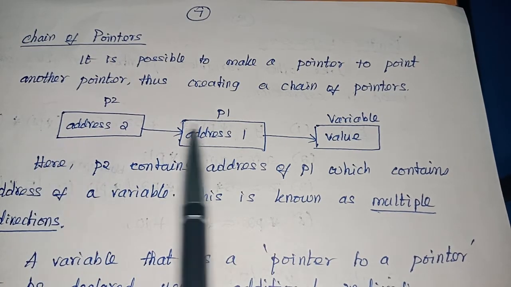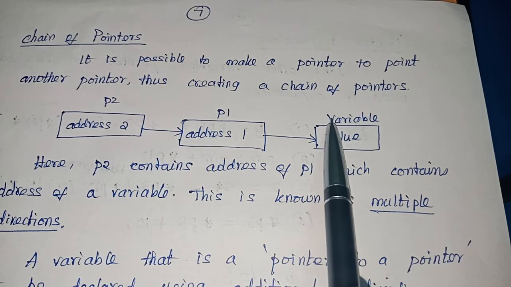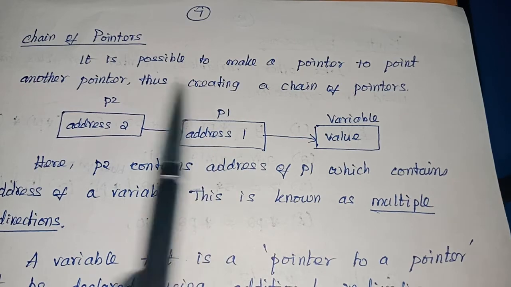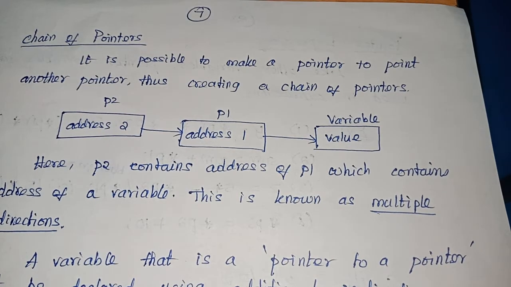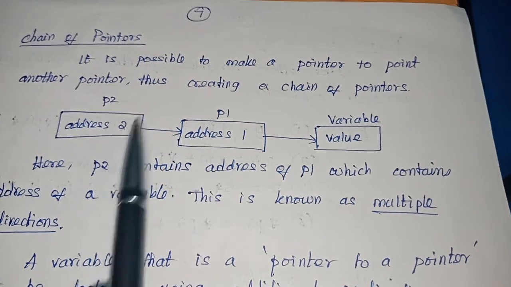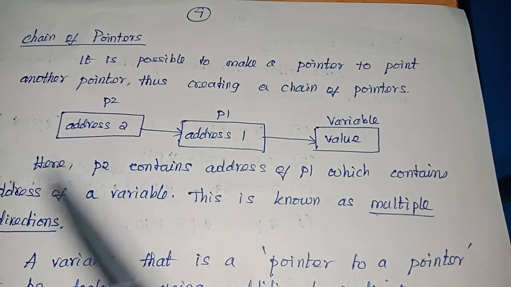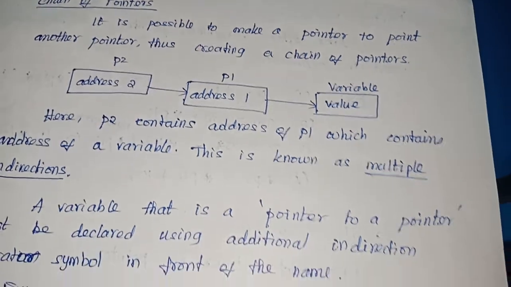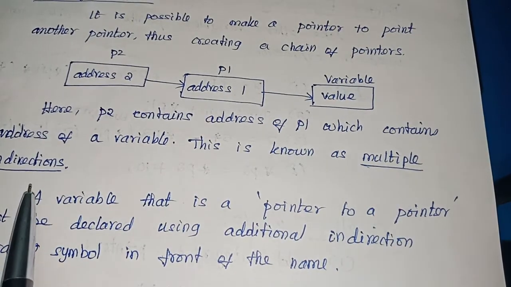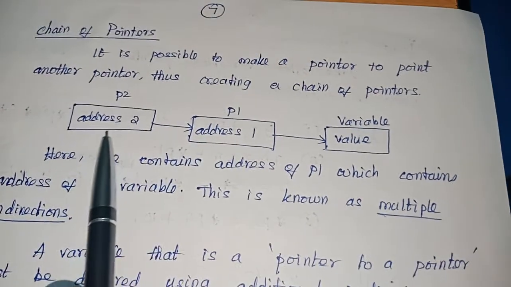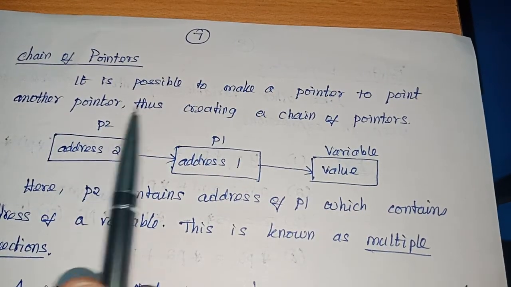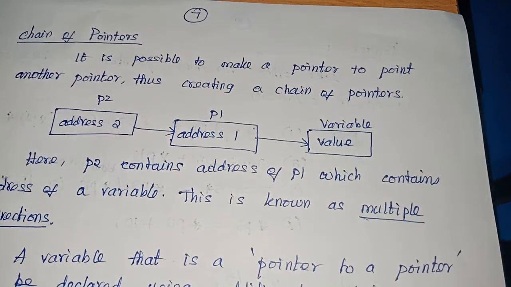P2. So what I am doing, I am storing the address of one variable in a pointer variable P1, and this address is stored in another pointer variable P2. So continuously we are storing the addresses of one variable using multiple indirections. What is indirection? Indirection operator is star. Multiple indirections, storing of address. That is, it is possible to make a pointer point to another pointer. That is called a chain of pointers.